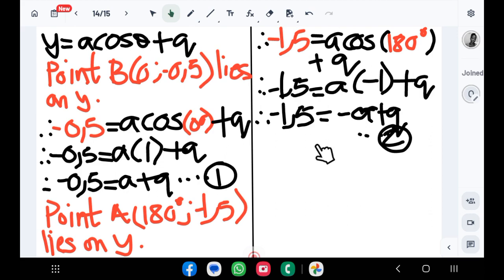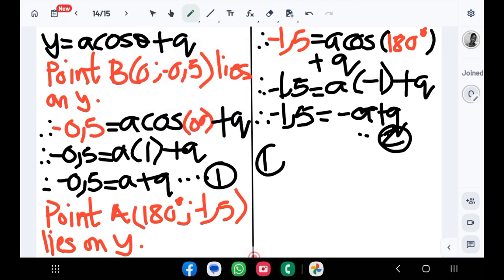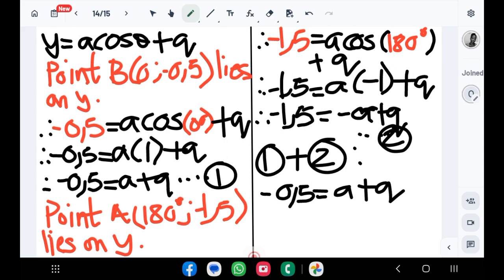Let's add them together. Equation 1 plus equation 2. Equation 1 is negative 0,5 equals a plus q, and equation 2 is negative 1,5 equals negative a plus q.